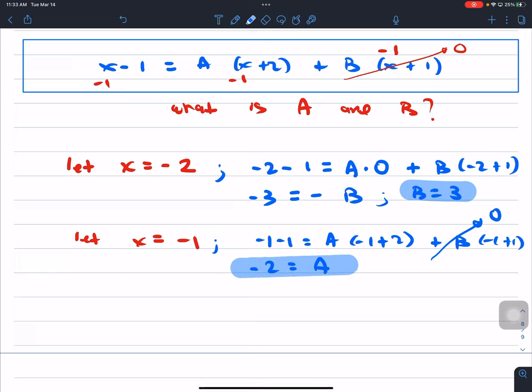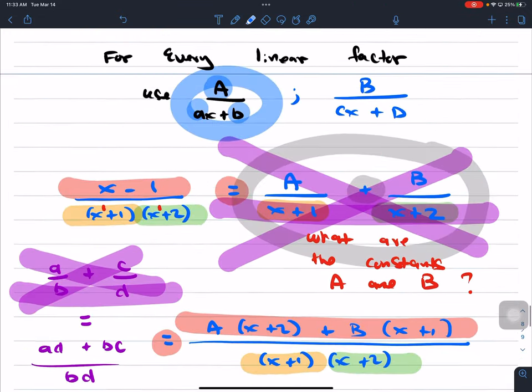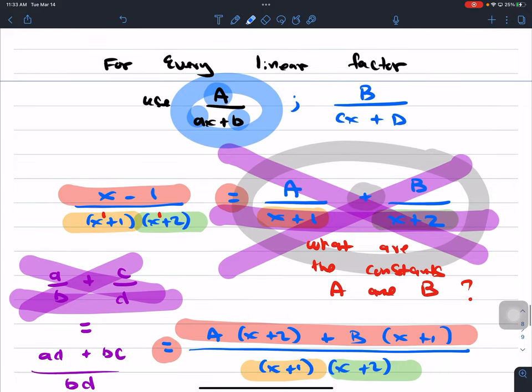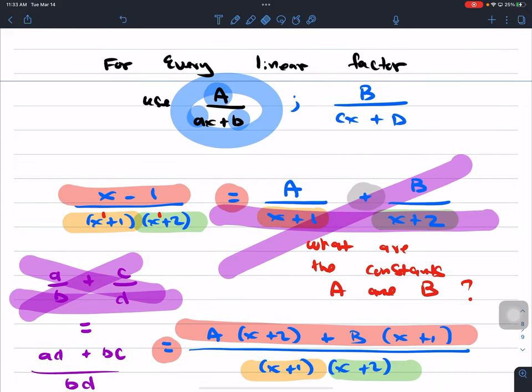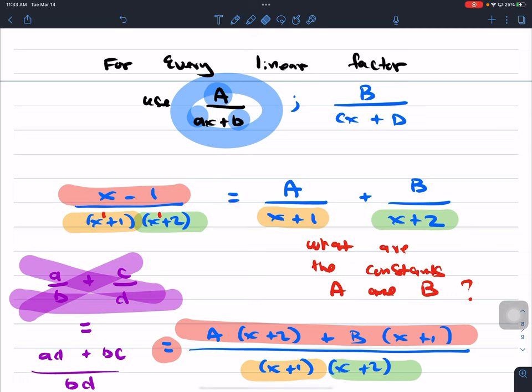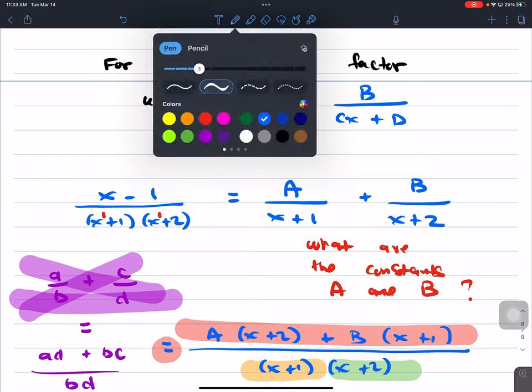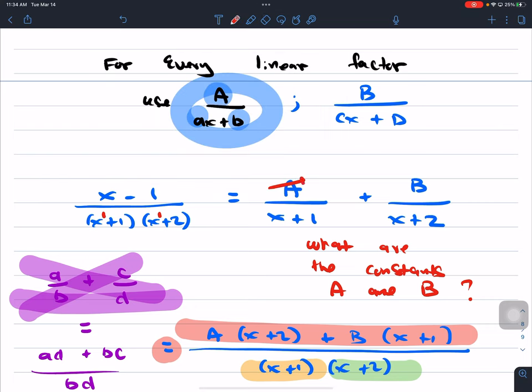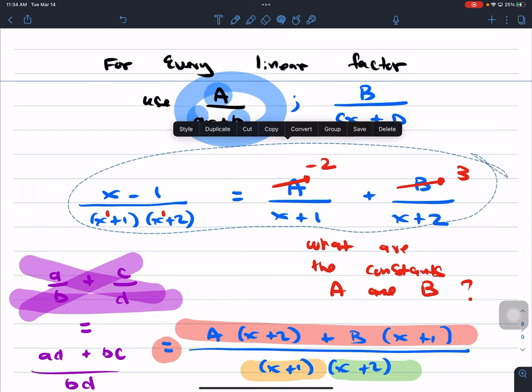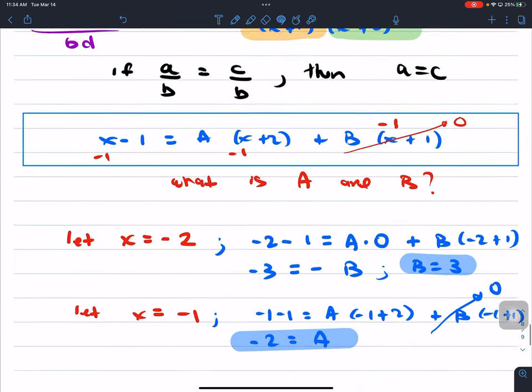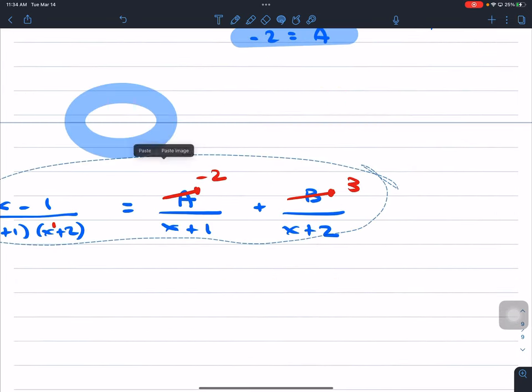What did you guys just find? A and B, the constants. So A is negative 2. You go, what do you mean A is negative 2? Go all the way back. What is A? What is B? 3. Okay. Here's what I'm going to say to you guys, because we're almost done. All the work is here.